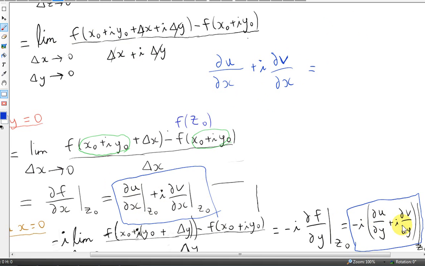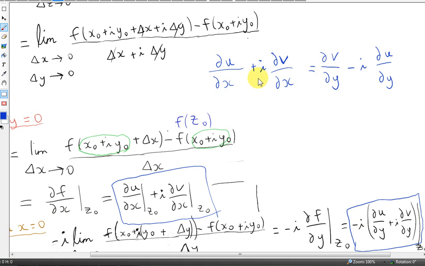And what's this one here? Well, what's the real part of this complex number? Well, it's minus i times i. That's minus i squared, which is plus 1. So the real part of it is plus 1 dv dy. And the imaginary part is minus i du dy.